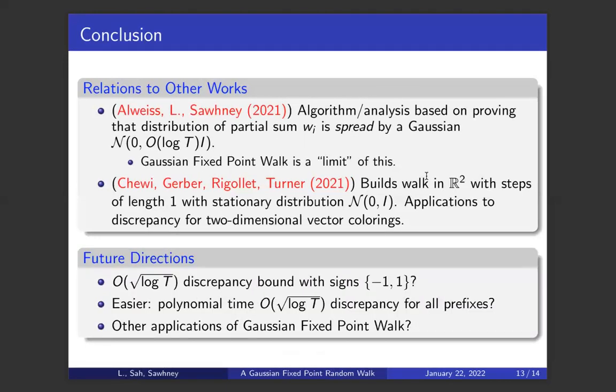Given our work, there are several natural future directions to explore. Some natural open problems are to ask whether you can achieve an O of root log t discrepancy bound with signs -1 or 1, or we can ask the easier problem of giving just some polynomial time algorithm that achieves a root log t discrepancy for all prefixes. Additionally, what are any other applications of this Gaussian fixed point walk?